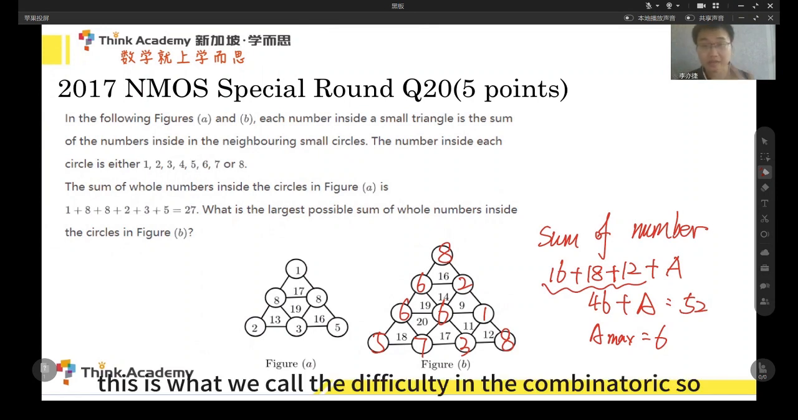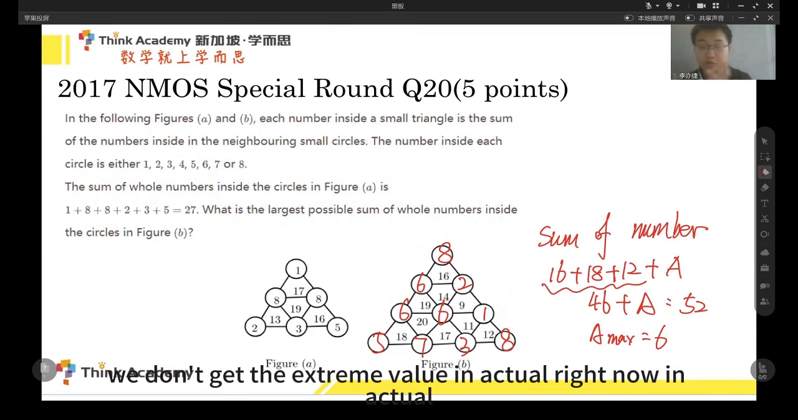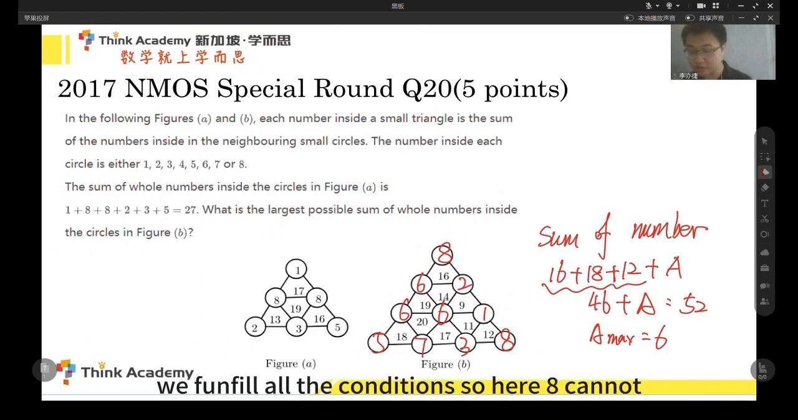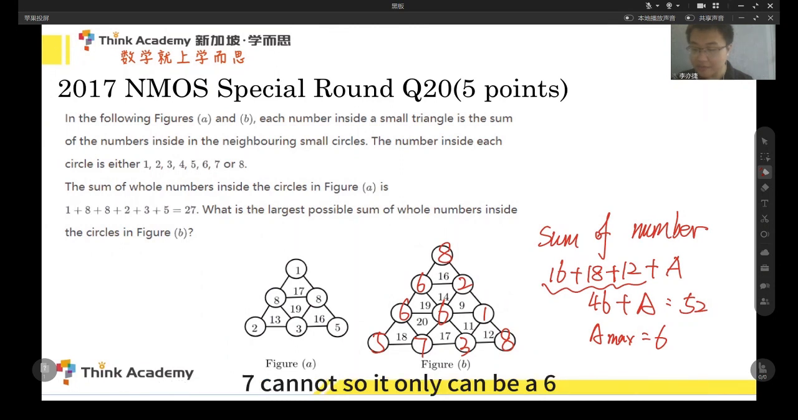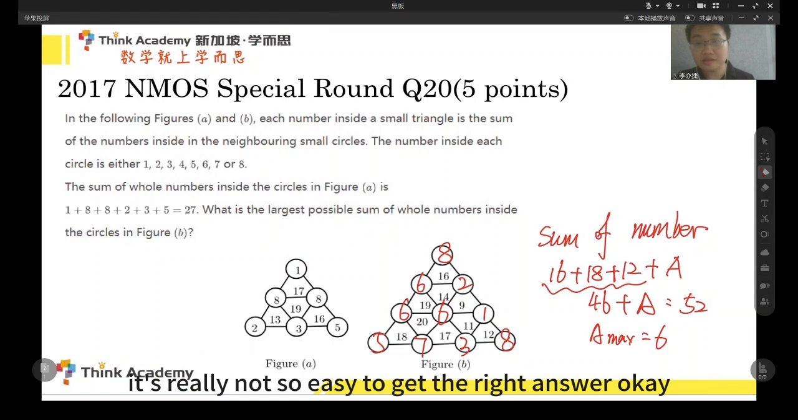So this is what we call the difficulty in combinatorics. Maybe we call it the extreme value in theory, but we don't get the extreme value in actual, right? Because in actual, we should write it down. We have to try until we fulfill all the conditions. So here, 8 cannot, 7 cannot, so it can only be a 6. So that is how we solve this question. It's not that difficult to think, but it's really not so easy to get the right answer.